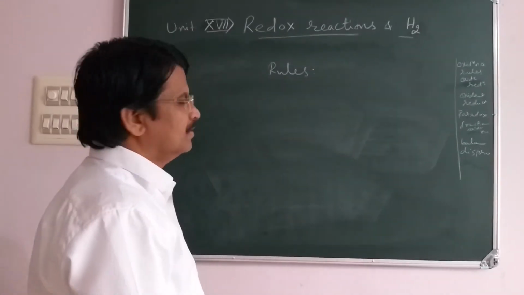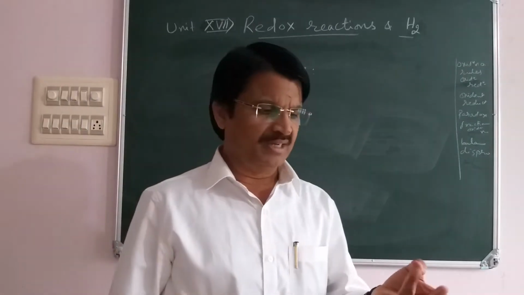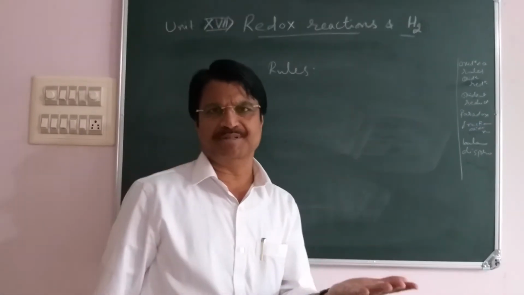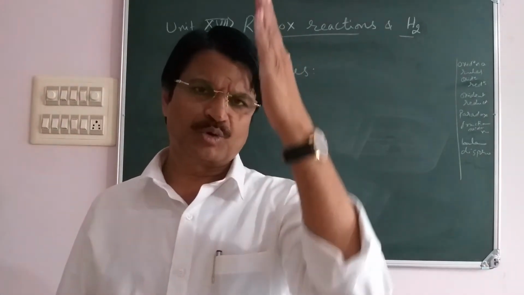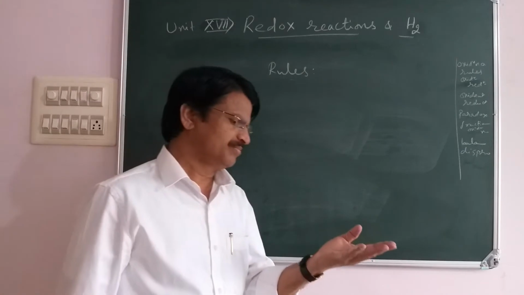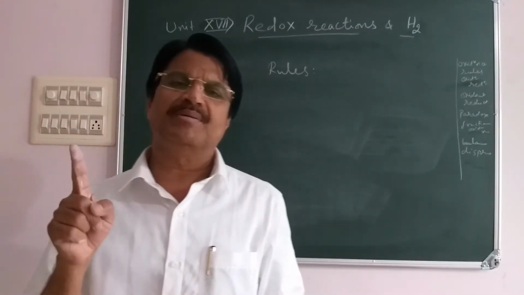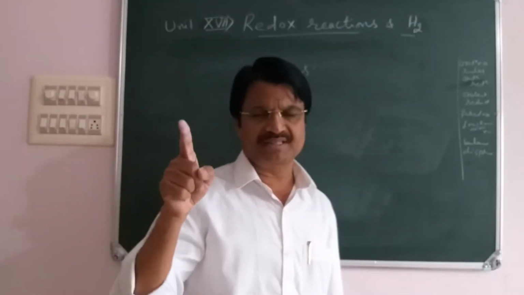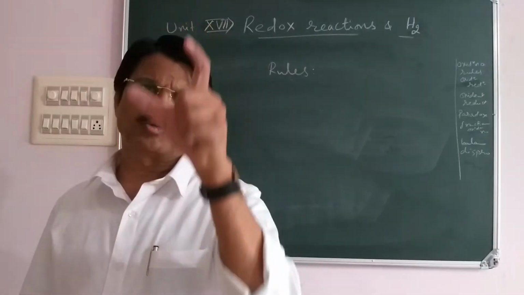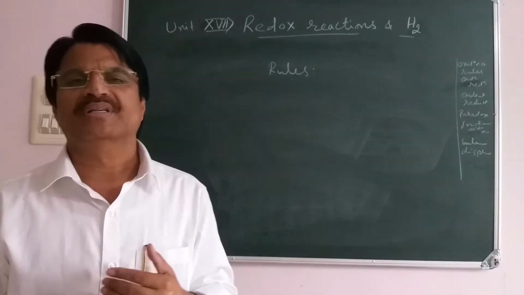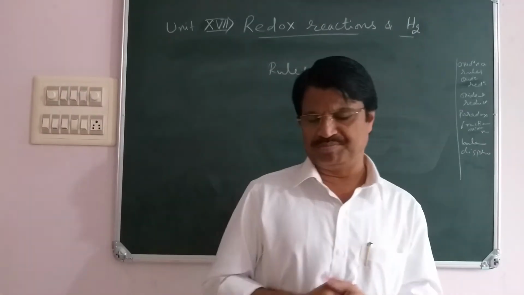Second, the oxidation number of alkali metals, meaning group 1 elements: lithium, sodium, potassium, rubidium, cesium, etc. These have +1 oxidation number. And group 2 elements: beryllium, magnesium, calcium, strontium, barium, and radium. These are group number 2 elements, and all of them have the same oxidation number +2. Group 1 is +1, group 2 is +2.